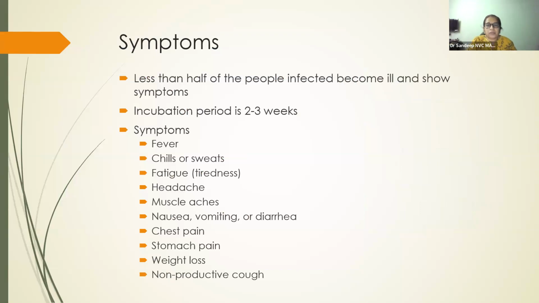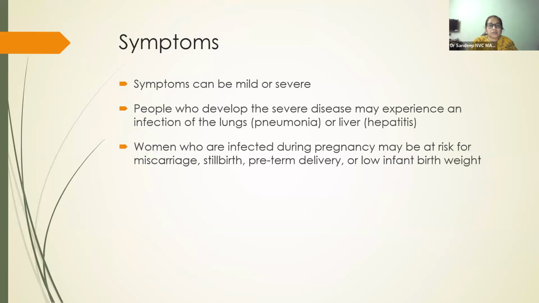Less than half of the people infected become ill and show symptoms. The incubation period is 2 to 3 weeks in humans. It shows fever, chills, sweat, fatigue, headache, muscle ache, nausea, vomiting, diarrhea, chest pain, stomach pain, weight loss, and non-productive cough in the occupational or risk group persons. Symptoms can be mild or severe. People who develop severe disease may experience an infection of the lung or the liver.